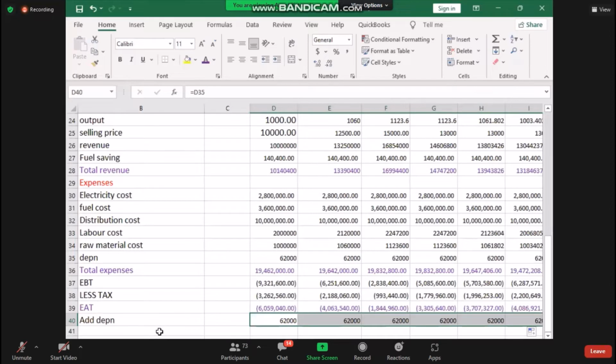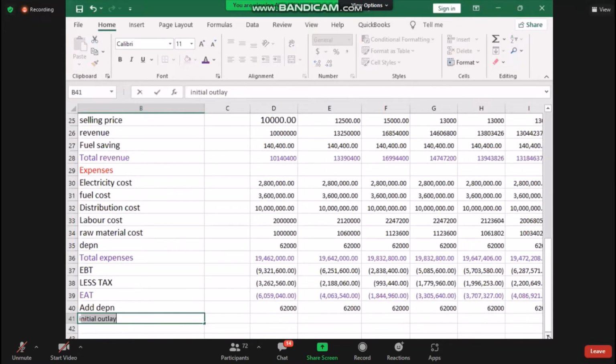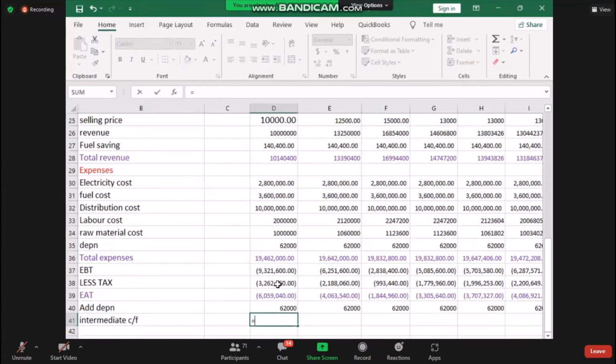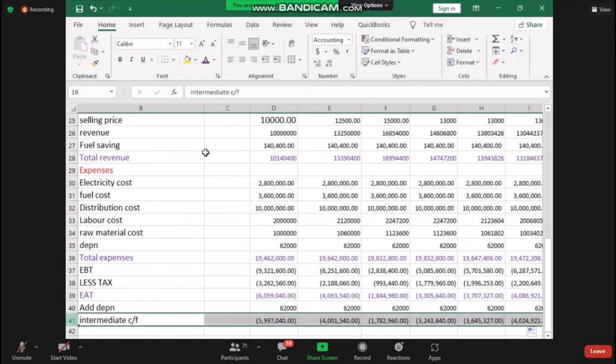So to get your intermediate cash flow now, it is going to be equal sign, the earnings after tax, which is this one, and add up your depreciation amount. Enter. So this is what you're having there as your intermediate cash flows.